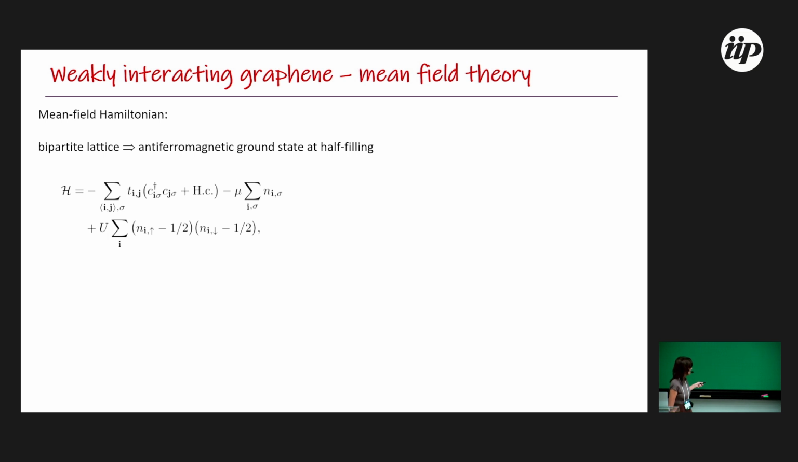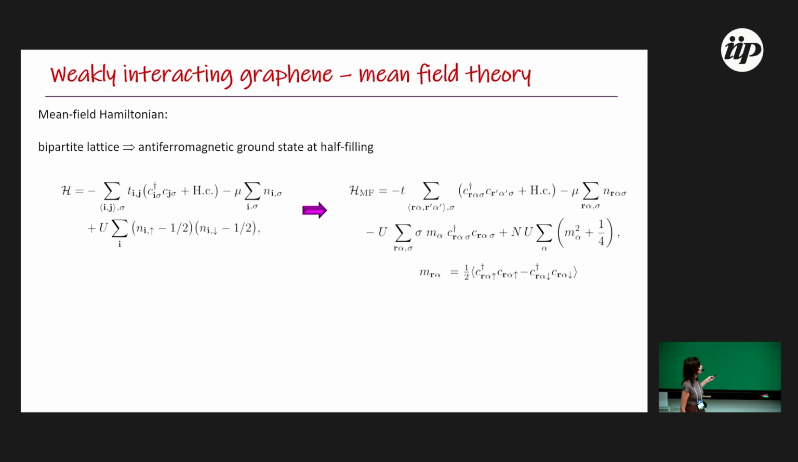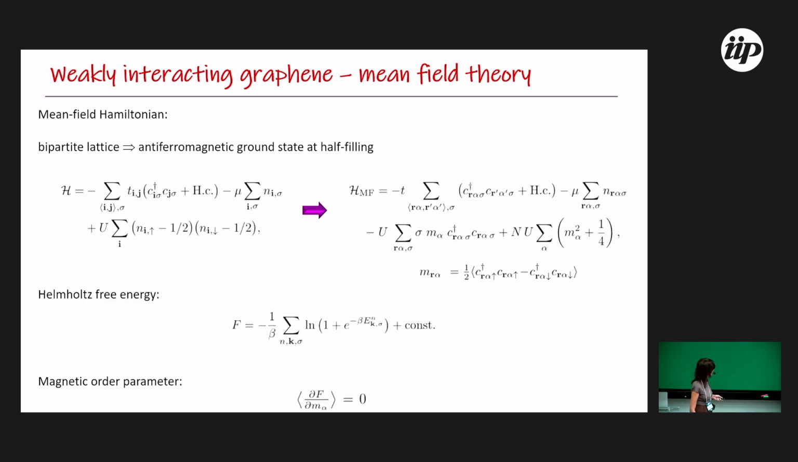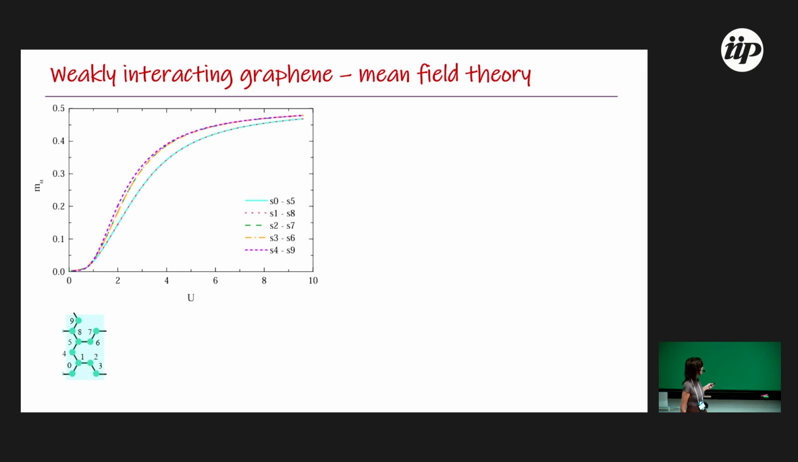So then, putting back in U and doing mean field theory first, considering the weakly interacting regime for small values of U, we get the mean field Hamiltonian, as you know. This is the version that comes out of the Hubbard model. Here is the magnetic order parameter, and the calculations of the free energy, from which we take the magnetic order parameter by minimizing the free energy, will give us the following picture.